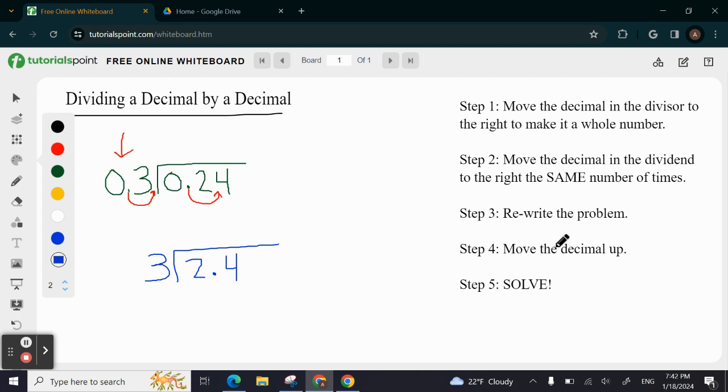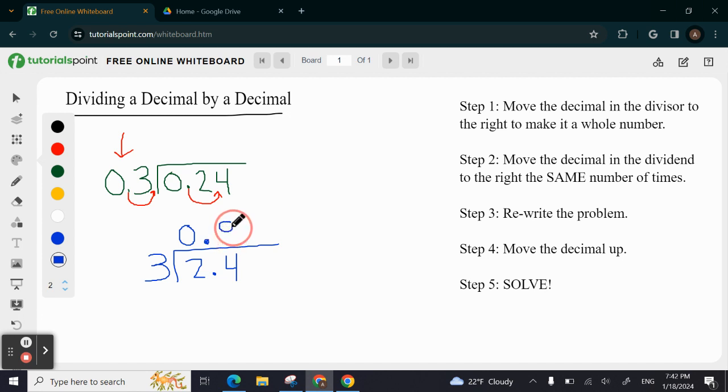Now, step 4, move the decimal up, just like we did today in class and on Tuesday. And so now we divide. We solve the problem. How many times does 3 go into 2? 0 times. How many times does 3 go into 24? Well, if we do our math, 8 times 3 is 24.